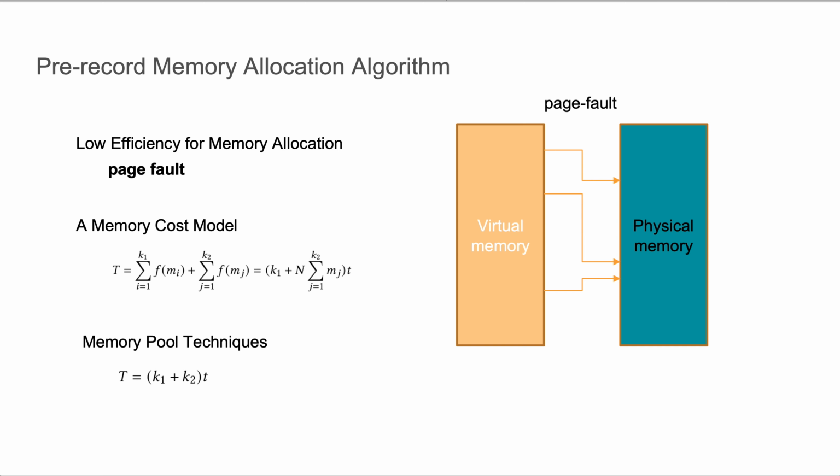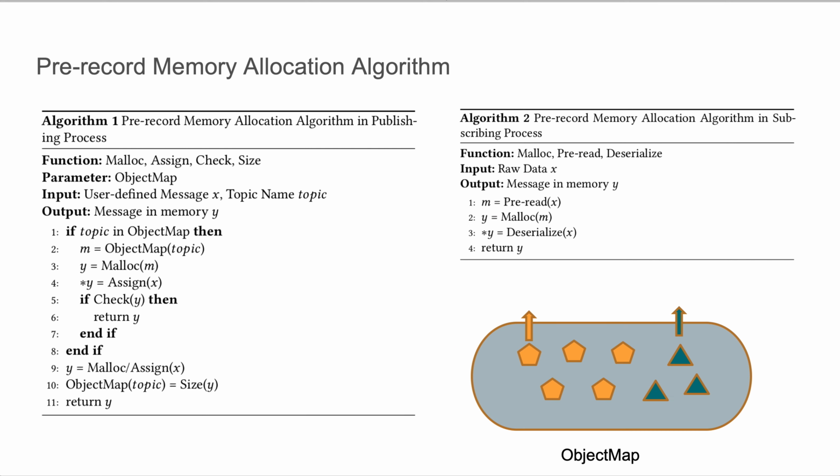However, in the middleware layer, the memory allocation cost can still largely affect the performance of IPC. We analyzed the root cause of it and found the pitfall reason. After that, we adopt a cost model to guide the optimization and propose to utilize memory pool and pre-record memory allocation algorithm for memory allocation performance optimization.